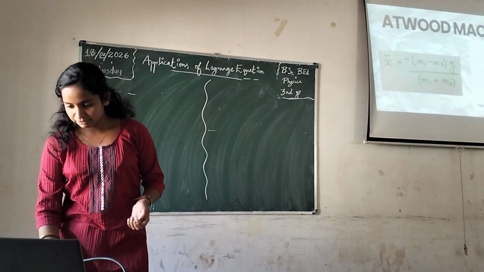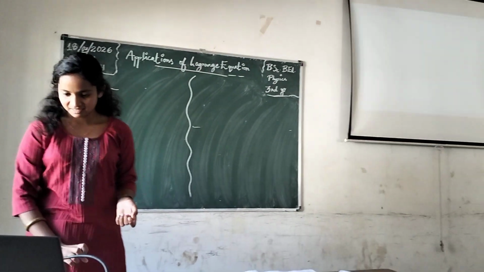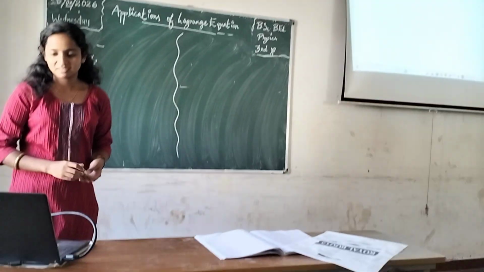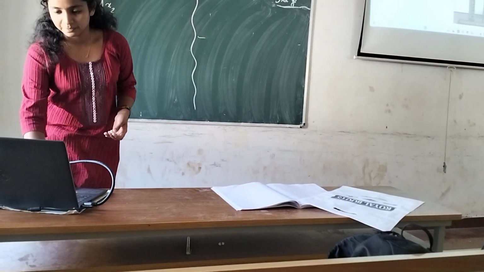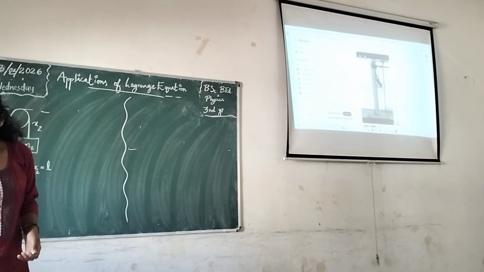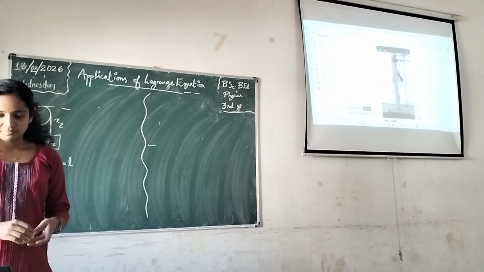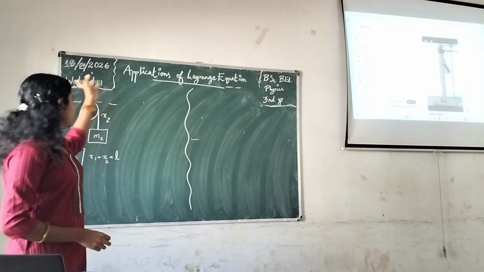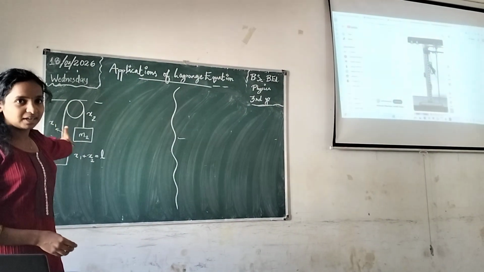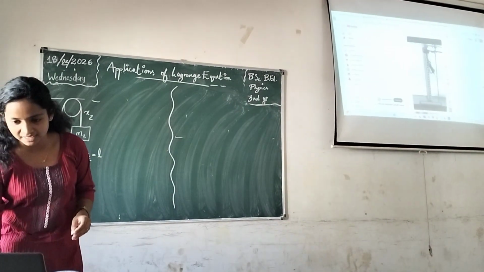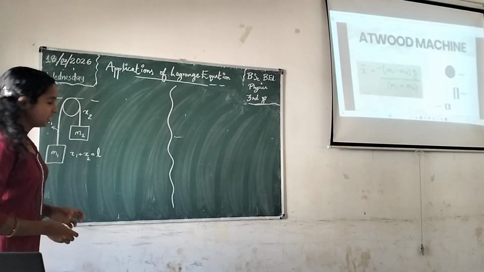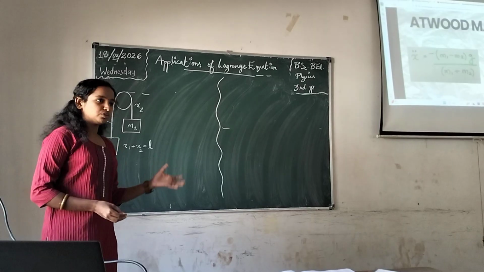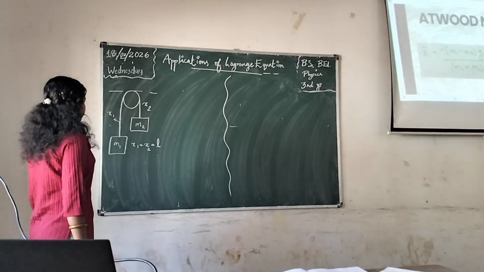And if you want to see, I hope you saw it. The 2 masses are there and there is a frictionless pulley, and that is being diagrammatically represented here. So this is the thing. And now we are using the Lagrange equation to find the equation of motion.